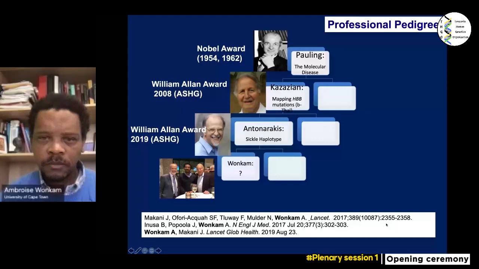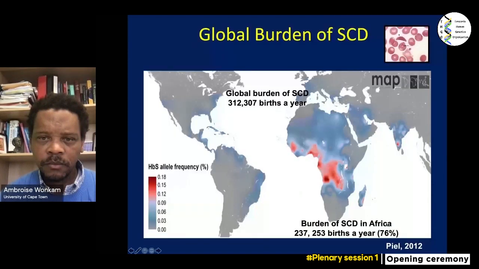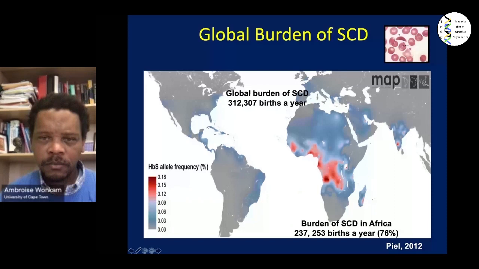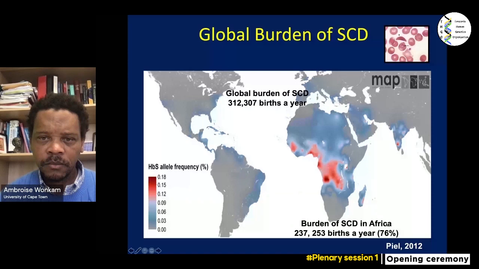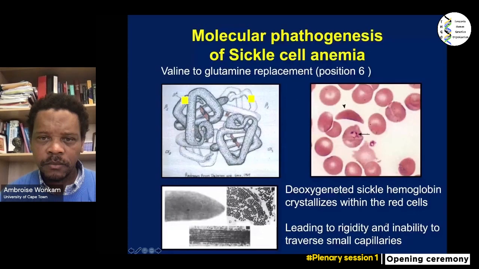This condition became extremely prevalent on the continent because of resistance to malaria, and of the nearly 300,000 new babies with sickle cell disease born in the world, about 80% are born on the African continent. It's a condition associated with a mutation that distorts the red blood cell, giving it the shape of a banana. These red blood cells become rigid under deoxygenation and become crystallized, which is why they tend to obstruct blood flow.